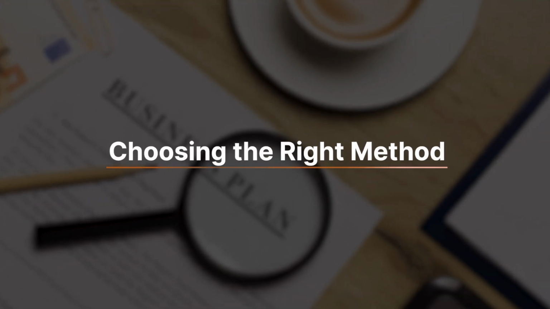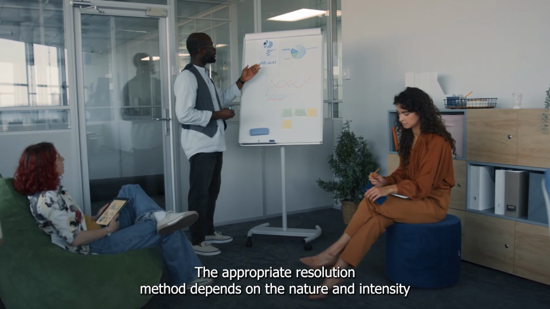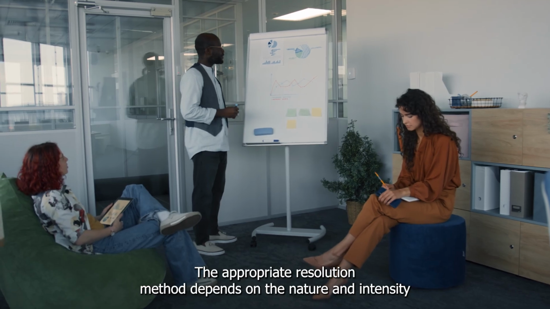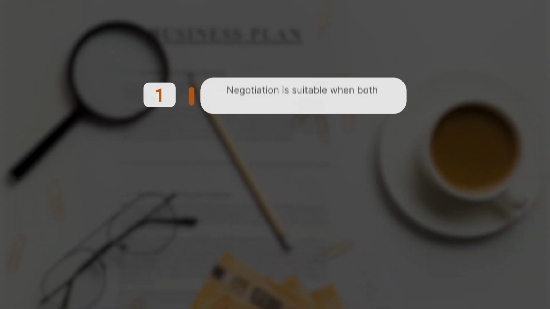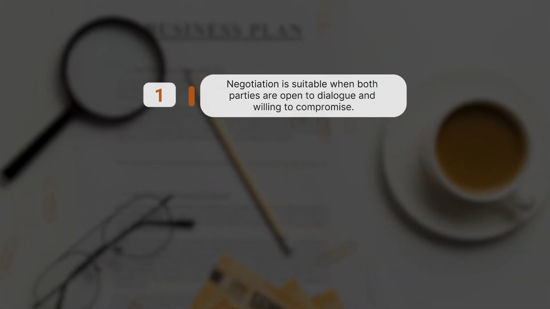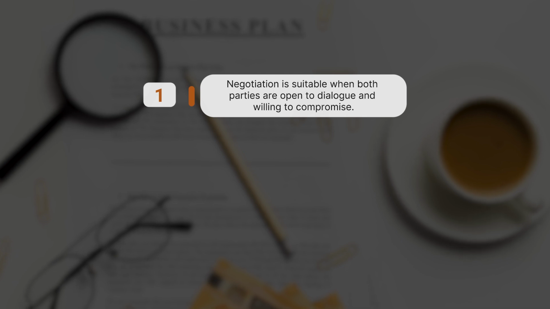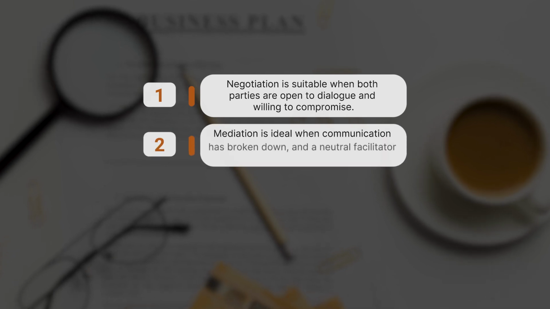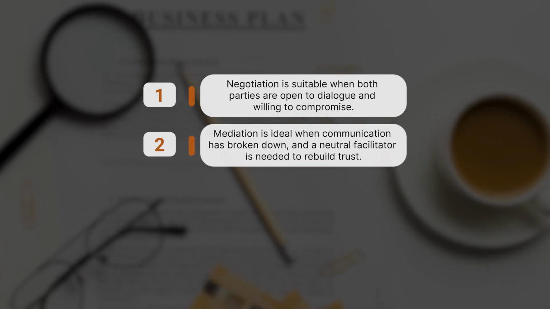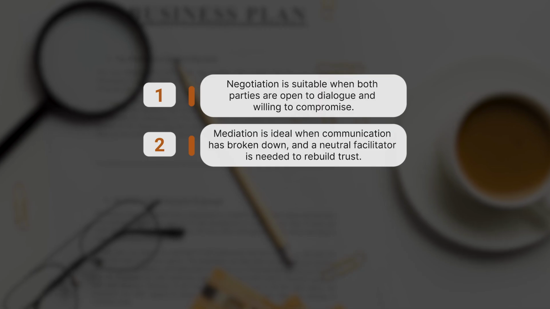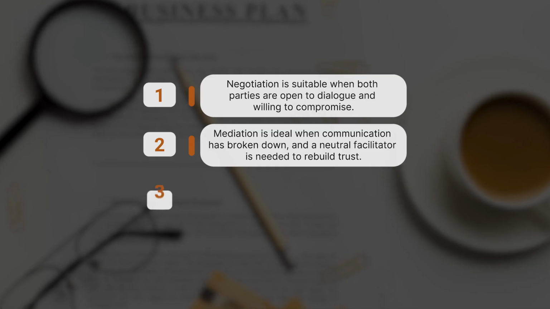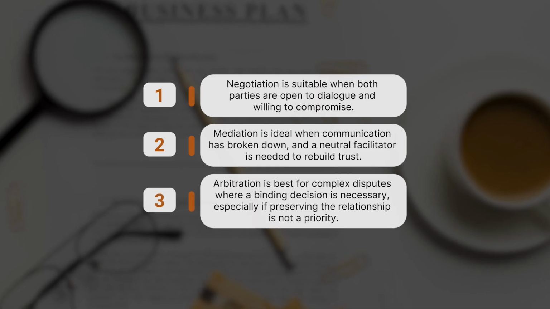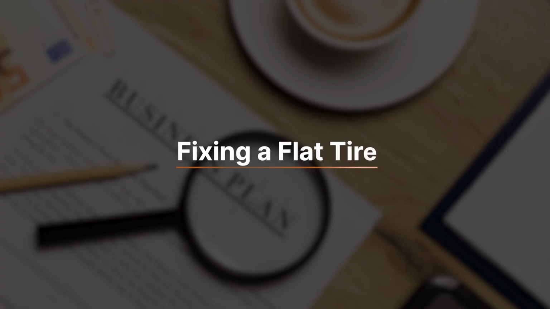Choosing the right method. The appropriate resolution method depends on the nature and intensity of the conflict. Negotiation is suitable when both parties are open to dialogue and willing to compromise. Mediation is ideal when communication has broken down and a neutral facilitator is needed to rebuild trust. Arbitration is best for complex disputes where a binding decision is necessary, especially if preserving the relationship is not a priority.